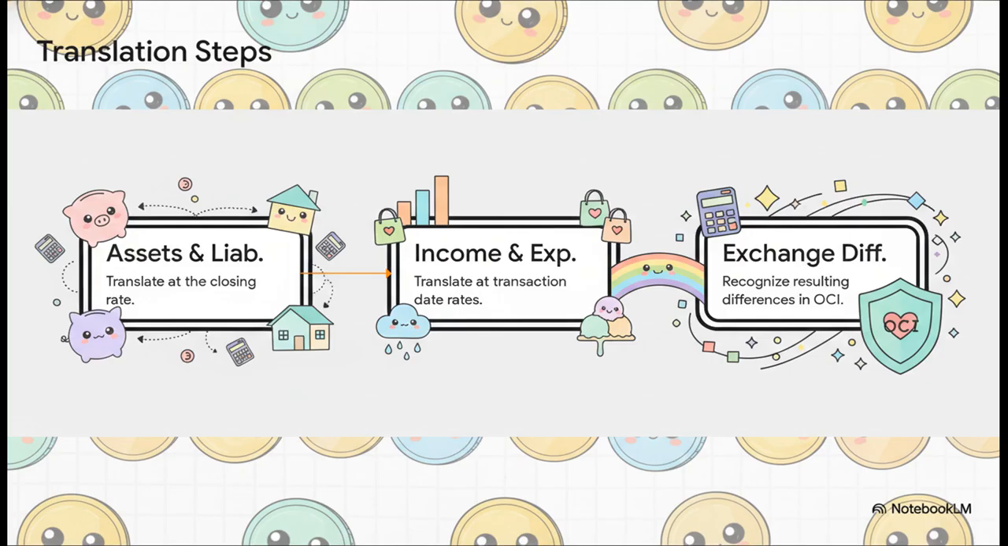So how exactly do we pull that off? Let's walk through this three-step recipe. First, you translate all assets and liabilities at the closing rate. Second, your income and expenses get translated at the transaction date rates, or an average rate if it's reliable enough. And third, because you're using different rates for the balance sheet and the income statement, you're obviously going to end up with a gap. To fix that, you recognize all those resulting exchange differences in other comprehensive income, or OCI. This keeps those wild swings from distorting your actual operational profit and loss.